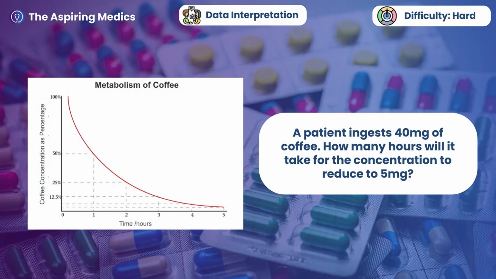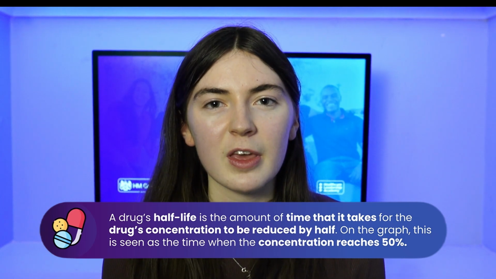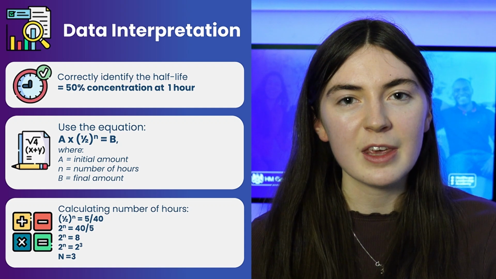A patient ingests 40 milligrams of coffee. How many hours will it take for the concentration to reduce to 5 milligrams? So looking at the graph, we can see that the half-life for the coffee is 1 hour. So considering that, let's do 40 divided by 5 to equal 8.